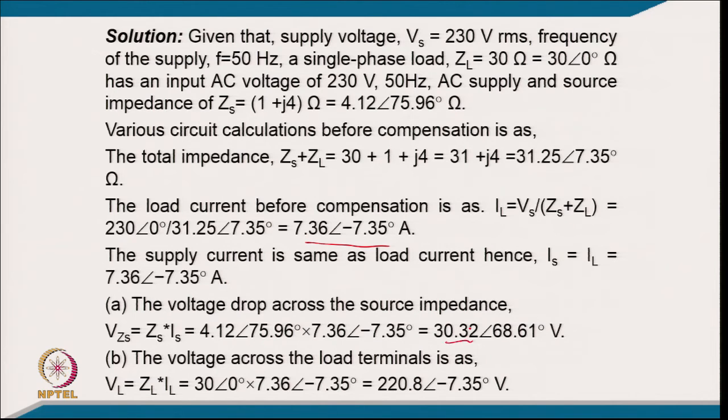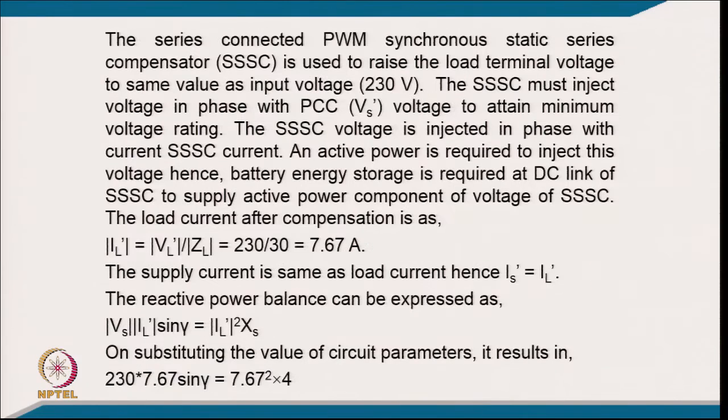So, the voltage drop across the source impedance will be the source impedance multiplied by the current, and it comes to 30.32 at an angle of 68.61 degree volt, and the voltage across the load terminal will be Zl times Il. Putting in the values, it comes to 220.8 at an angle of minus 7.35 degree volt.